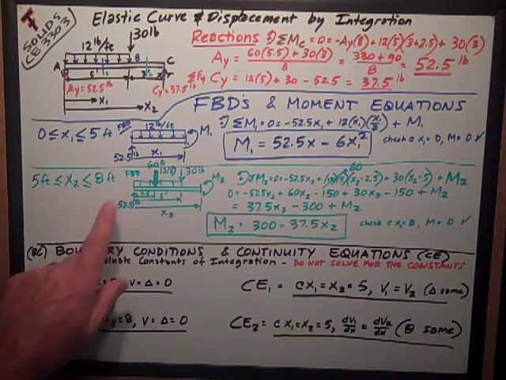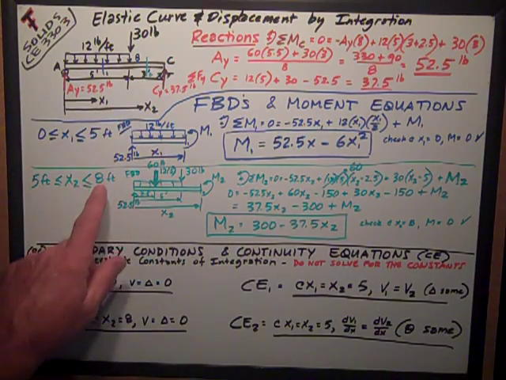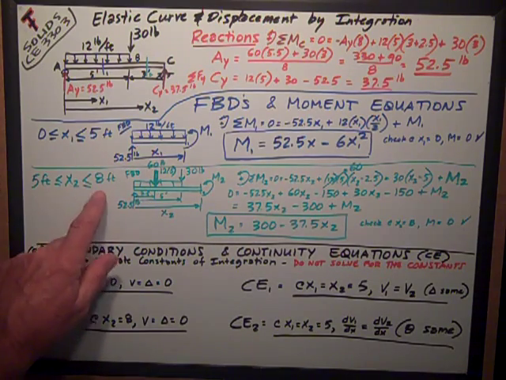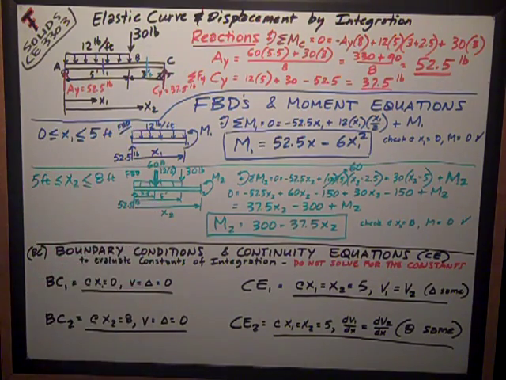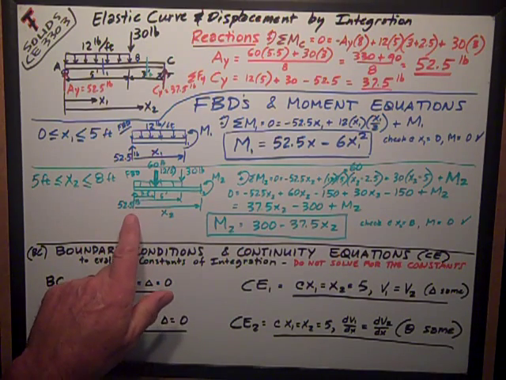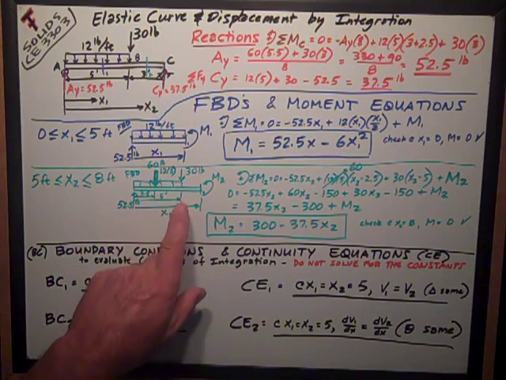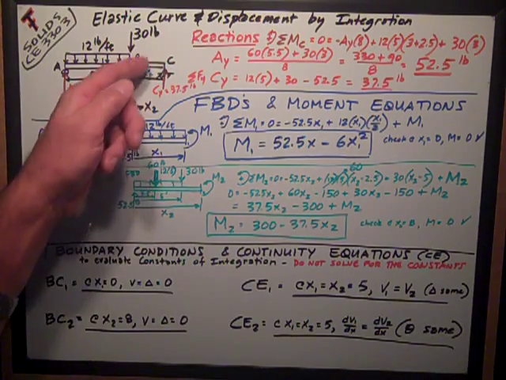The second segment, after the load changes, is X2, and that's from 5 feet to 8 feet measured from the left end. Here's my free body diagram. Still have my reaction at A. I'm now off in this segment where I've cut the green line there.